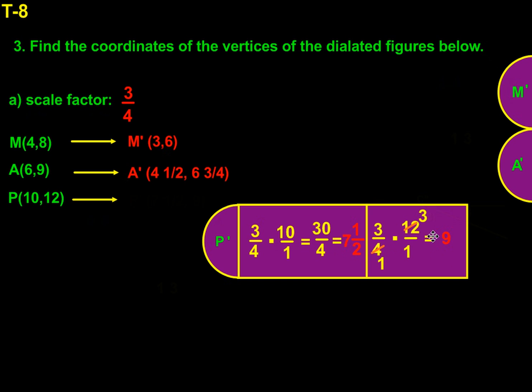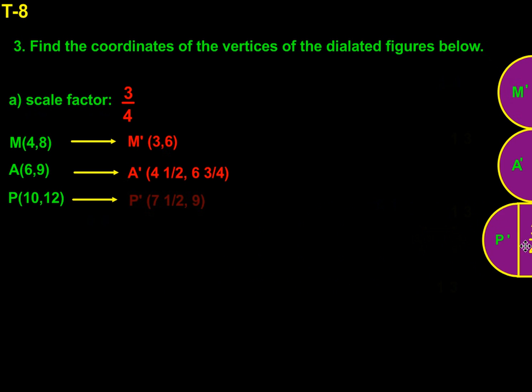And for our y coordinate, we have 3/4 times 12. It does make sense to do cross product here because the 4 gets reduced to a 1, and that gives us 3 times 3 equals 9, which would be 9 over 1, which then equals 9. So for our P prime coordinates, we have 7.5 and we have 9.